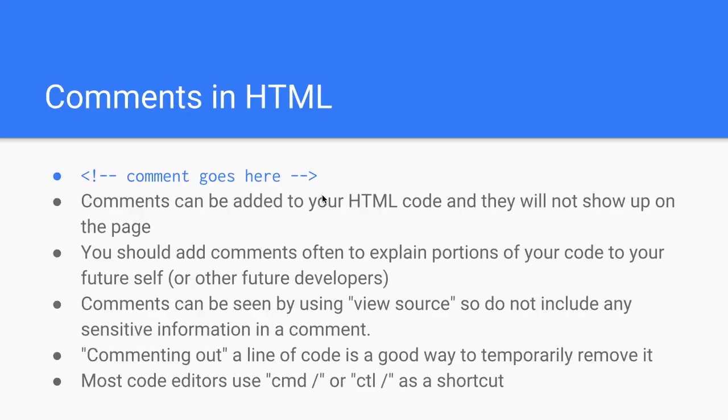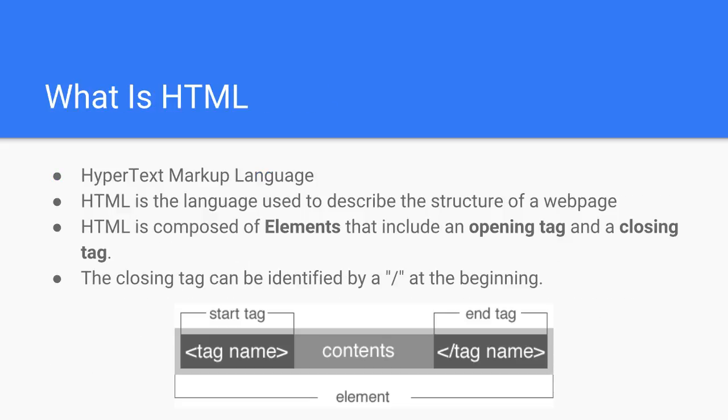So, useful. Okay, so HTML, again, stands for Hypertext Markup Language. It's the language used to describe the content of our web page. HTML is composed of elements, which include an opening tag and a closing tag. So we'll talk about HTML elements, which is the full element, including the opening tag and the closing tag. The element is referencing the whole thing. The closing tag is identified by a / at the beginning. So this is what an HTML element looks like.